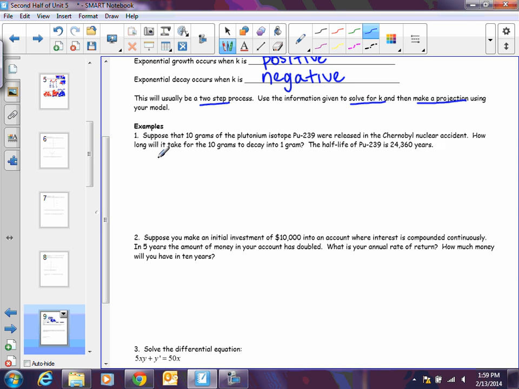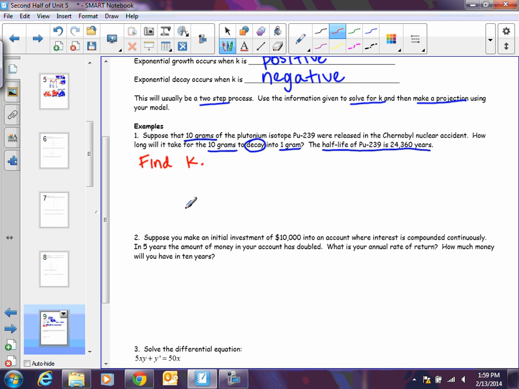All right, so this is a good example of exponential decay, half-lives, and I know you've done half-life problems before. Suppose there's 10 grams of plutonium, so we've got some radioactive material. How long will it take for these 10 grams to decay, so they're telling you this is decay, to 1 gram, and then they give you the half-life. What you're going to maybe want to do is go straight into the question. How long will it take 10 grams to decay into 1 gram? The problem with that is you don't have all your information. You have to find K first. Okay, you have to find K.